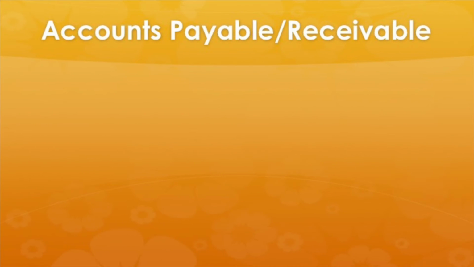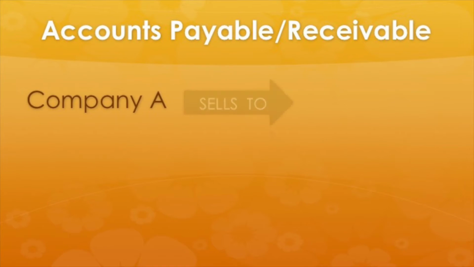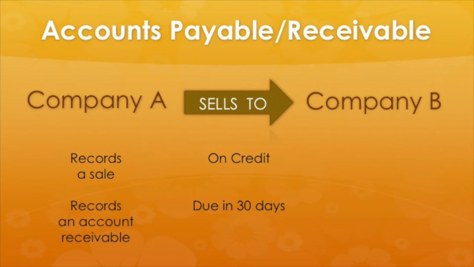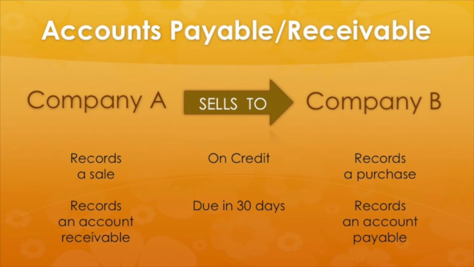The key is to learn to keep current and accurate records. Let's assume that Company A sells merchandise to Company B on credit. Perhaps the invoice states that the amount is due in 30 days. Company A will record a sale and also record an accounts receivable. Company B will record the purchase, perhaps as inventory, and will also record an accounts payable.